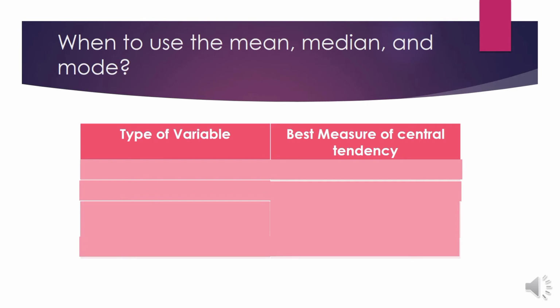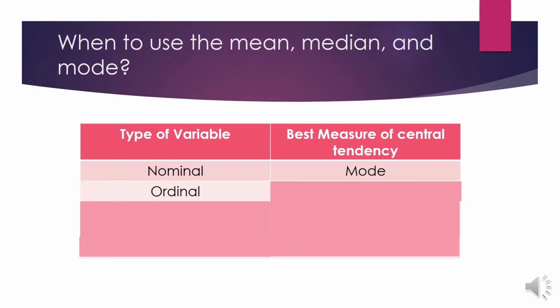When to use the mean, median, and mode. If we have the type of variable, what is the best measure of central tendency to be used? Nominal. What is the best measure of central tendency? Mode. Since nominal are just descriptions, names or labels, you don't have any number, but the most appearing nominal name or label will be considered. So we need to use mode.